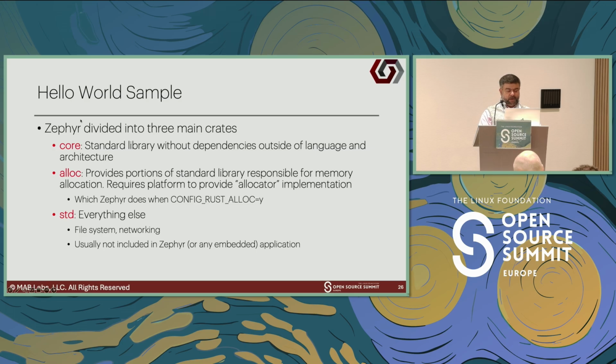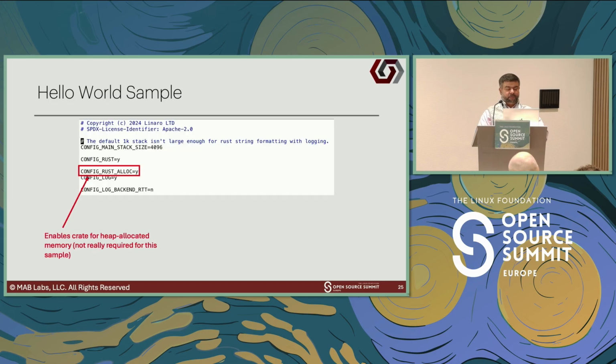And going along with that statement, there's three main crates that are generally leveraged by Zephyr. So core, right? That's basically the crux of the language itself, that's provided by the language natively, and that's supported by all architectures. There's the alloc crate, which provides a subset of the standard library for just memory allocation. And if you want to leverage this crate, you have to provide an implementation that does the allocation for you. And so that's what this whole config Rust alloc is.